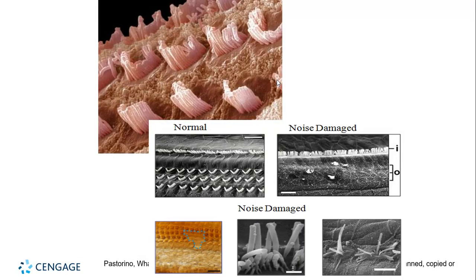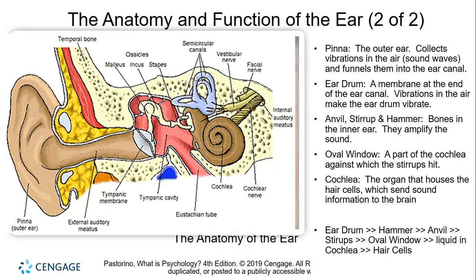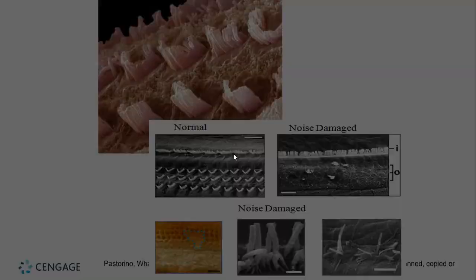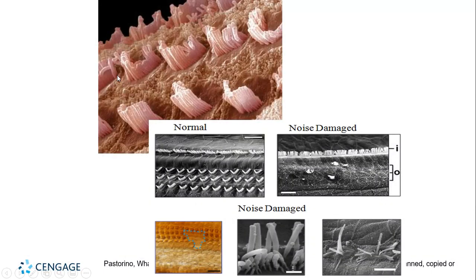Now, what you're seeing here are the hair cells. So if I go back in the cochlea, the hair cells stick out. And you can see there a bunch of hair cells with their little hair sticking out. Those hair cells move depending on the vibrations in the liquid created by the stirrups. And so, depending on how those hairs move, that information is going to be sent to the brain.